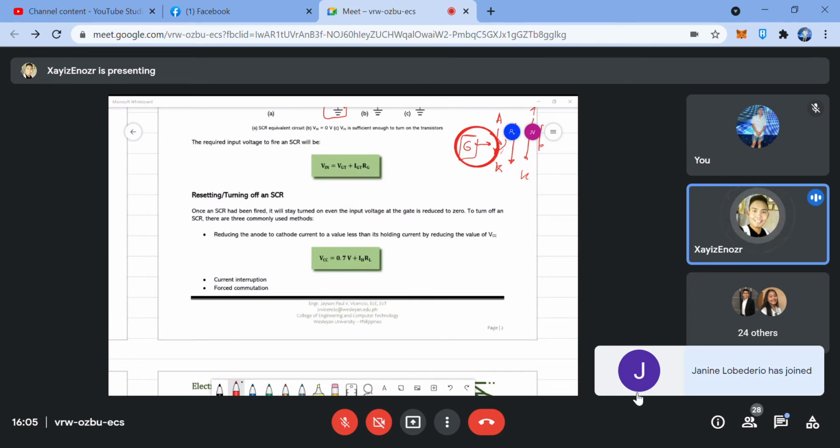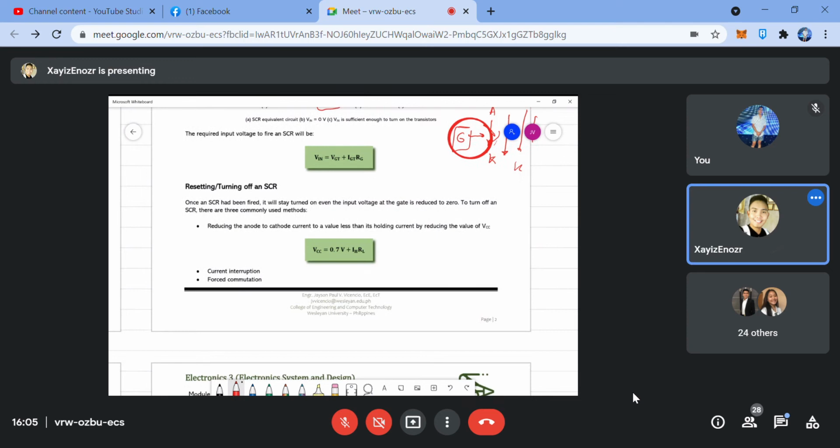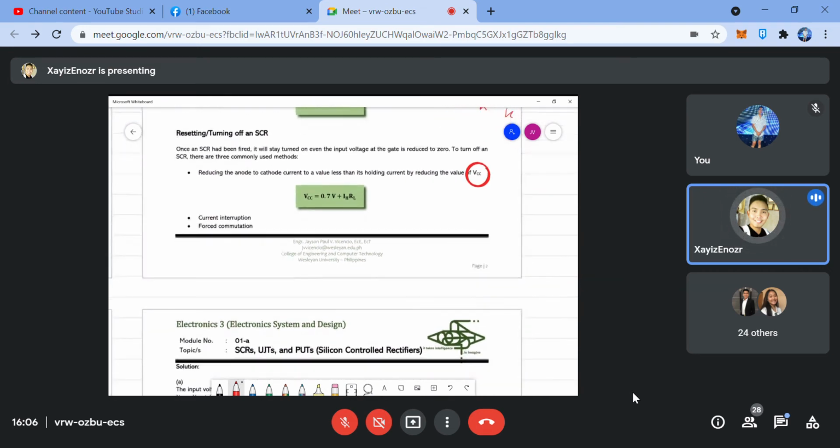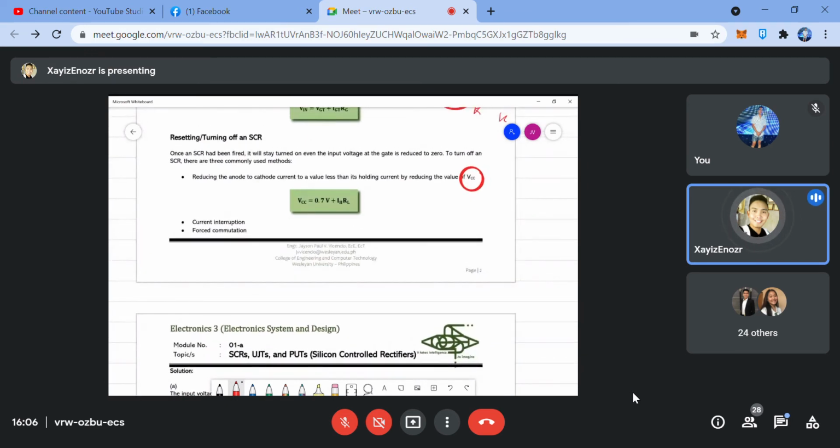So ito iba't ibang ways. First, reducing the anode to cathode current to a value less than its holding current by reducing the value of VCC. So, kailangan mo daw bawasan yung value ng source voltage VCC mo, para yung holding current mo is lumiit or yung current from anode to cathode. Pag lumiit yun, so mata-turn off si SCR. Anong value ng VCC kailangan? So, ang value ng VCC na kailangan para ma-turn off would be 0.7 volts plus IH times R.